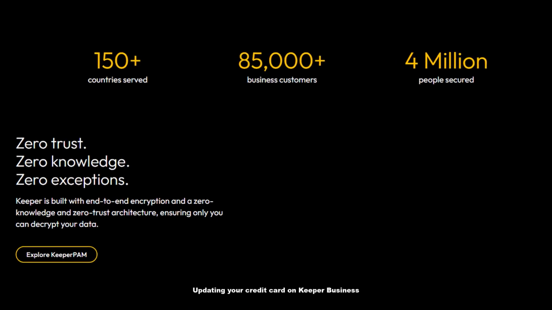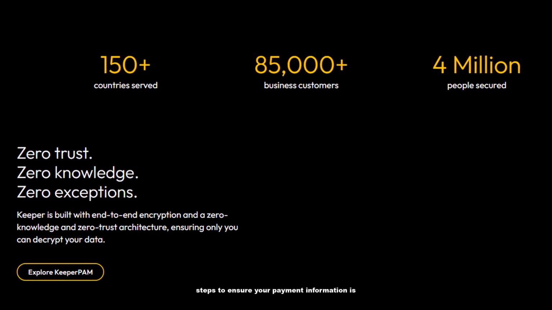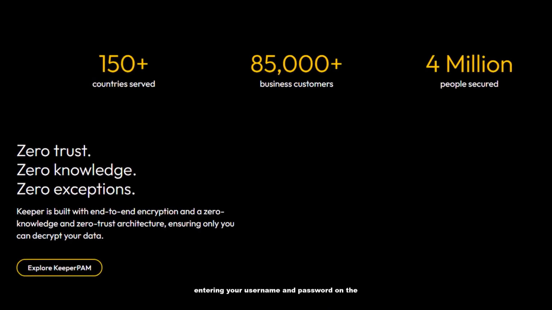Updating your credit card on Keep for Business is a straightforward process. Follow these steps to ensure your payment information is current. Step 1. Login. Access your Keep for Business account by entering your username and password on the login page.